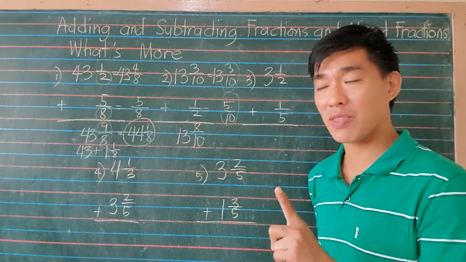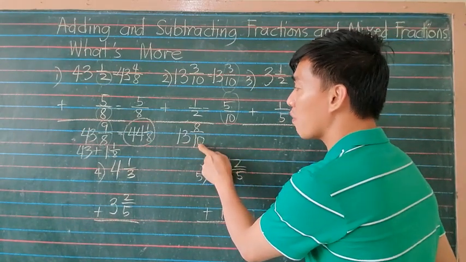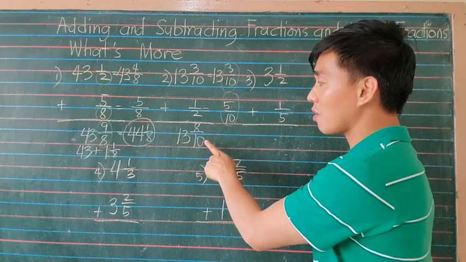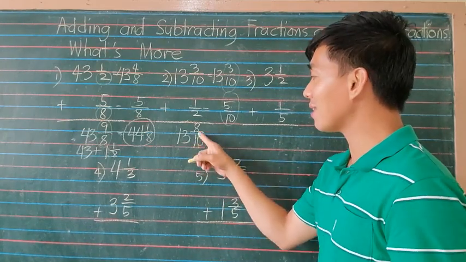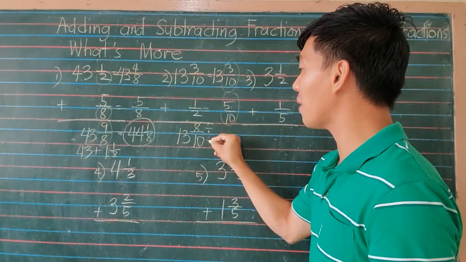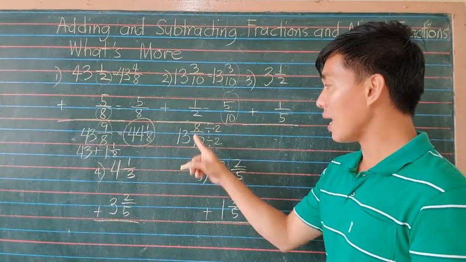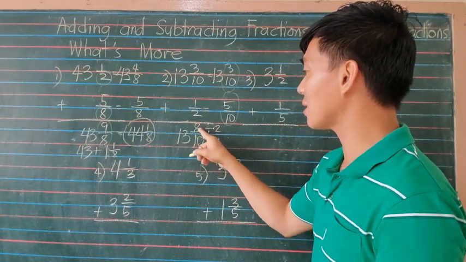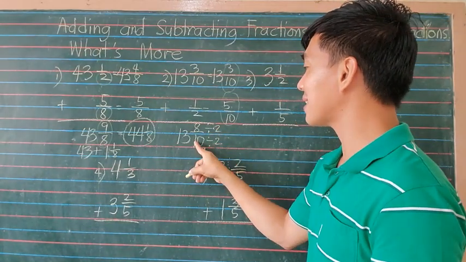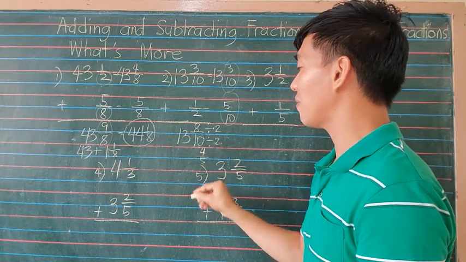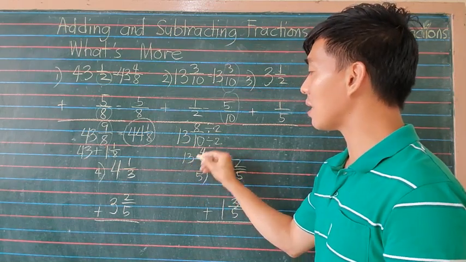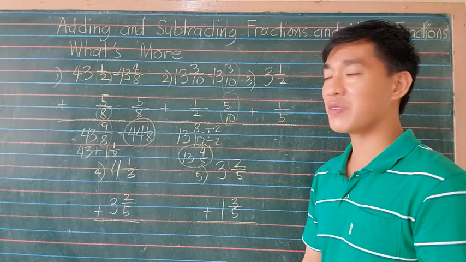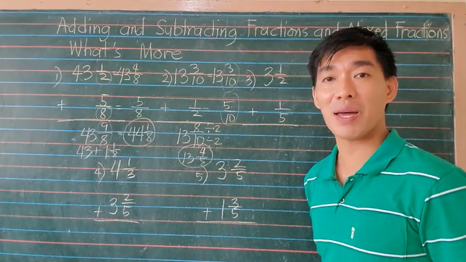Always consider or always check your fraction. Is it in the lowest term? Not yet. Because 8 and 10 could still be divided by 2. So, 8 divided by 2, the answer is, that's equal to 4. And 10 divided by 2, that is 5. So that is 13 and 4/5 is our answer for item number 2.